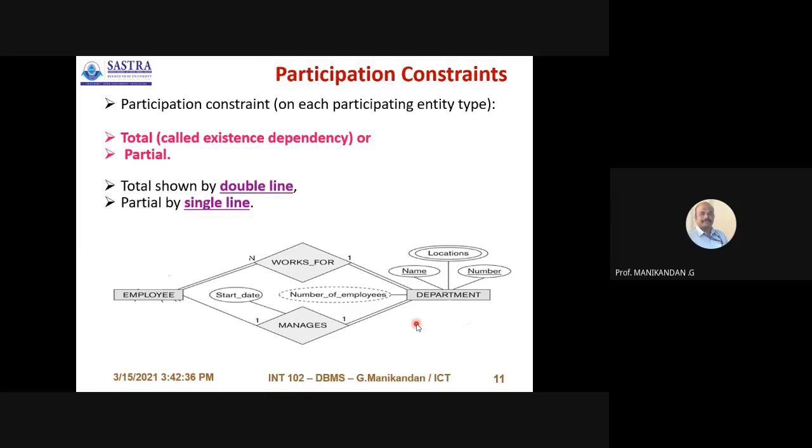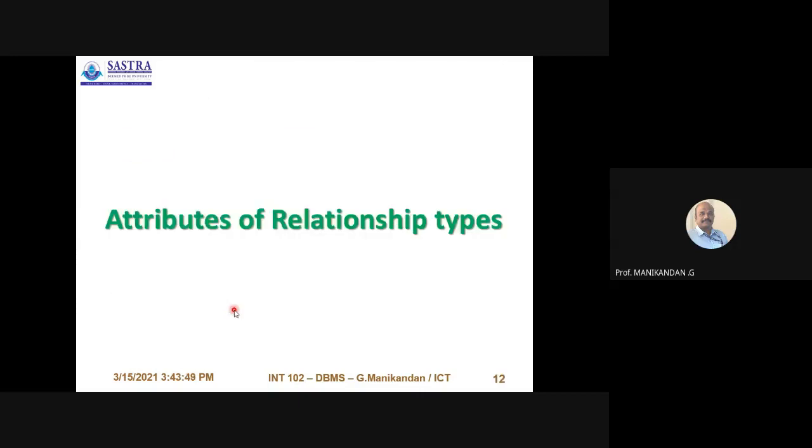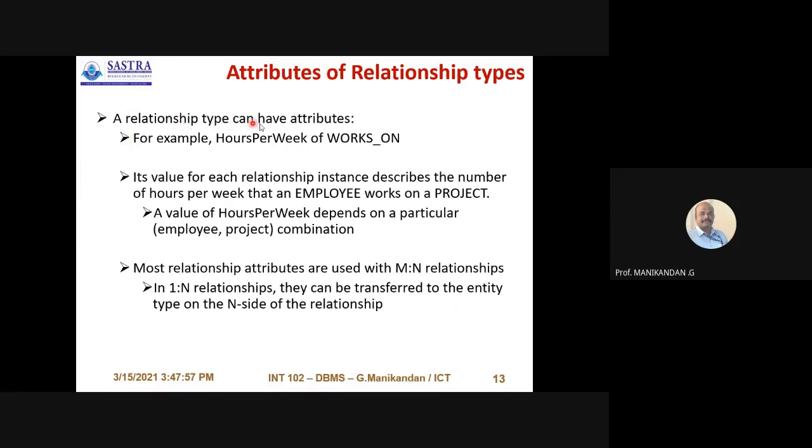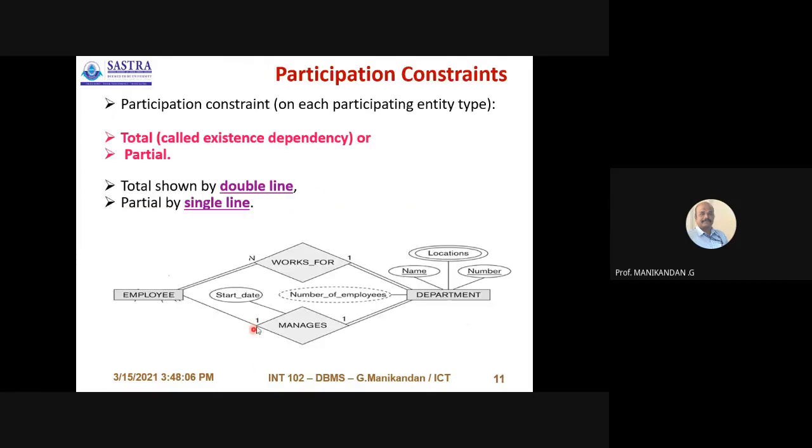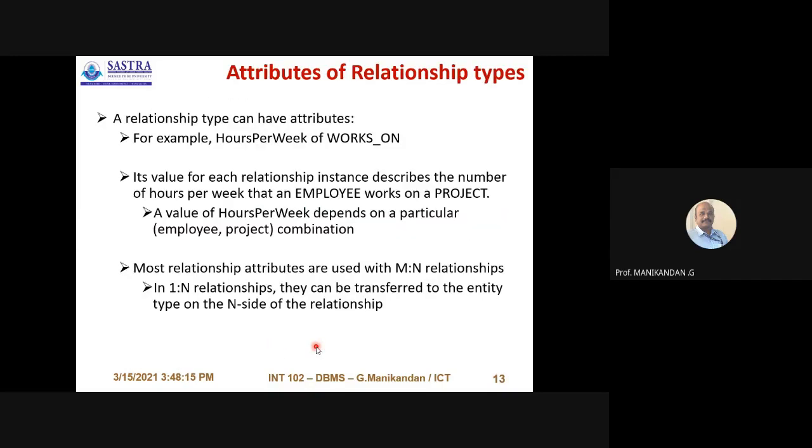If you remember the problem statement, for each and every department you are going to have a manager. And what is the information you need to store with respect to this manager? You need to store the start date. You could have one attribute as start date on the entity, but if you move that attribute to this relationship type, it will be more meaningful. That is the idea behind attributes of relationship types. So a relationship type can have attributes. If you take the previous example, for manages, start date is the attribute for the relationship type called manages.